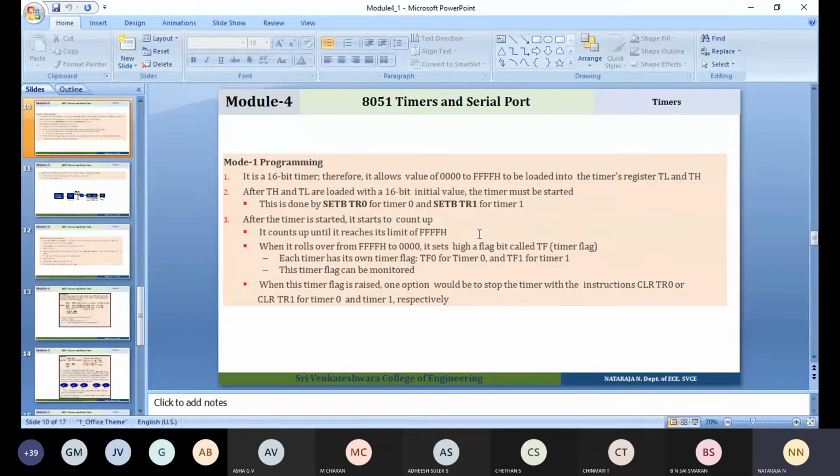Next we'll discuss the block diagram. Make a note of this.